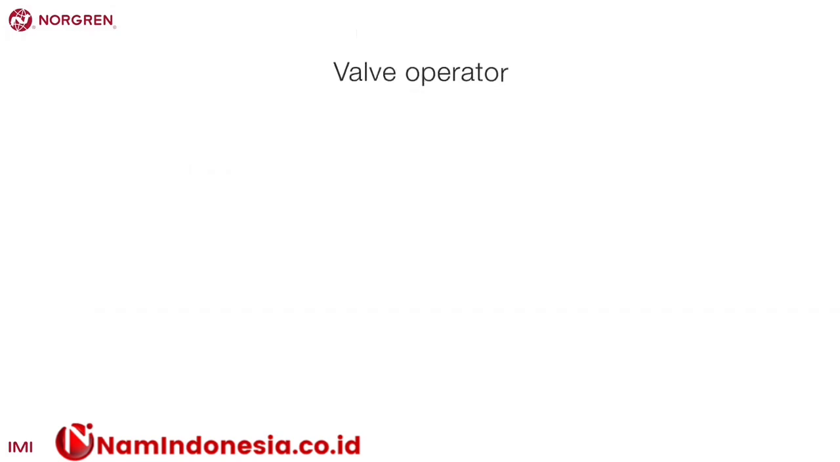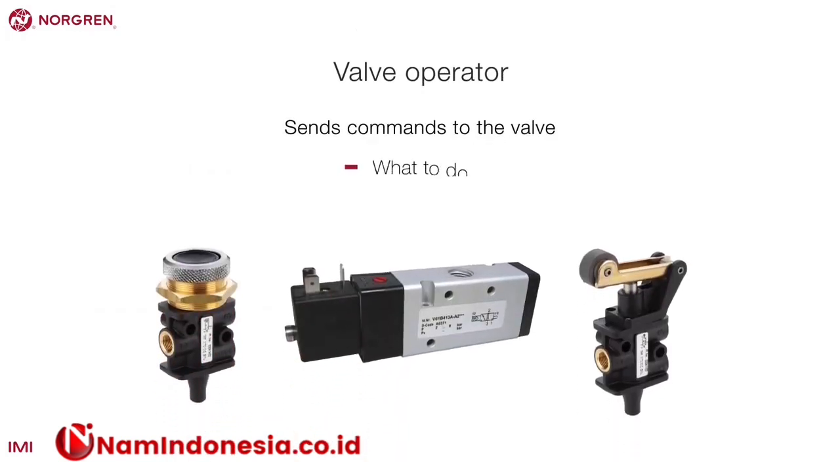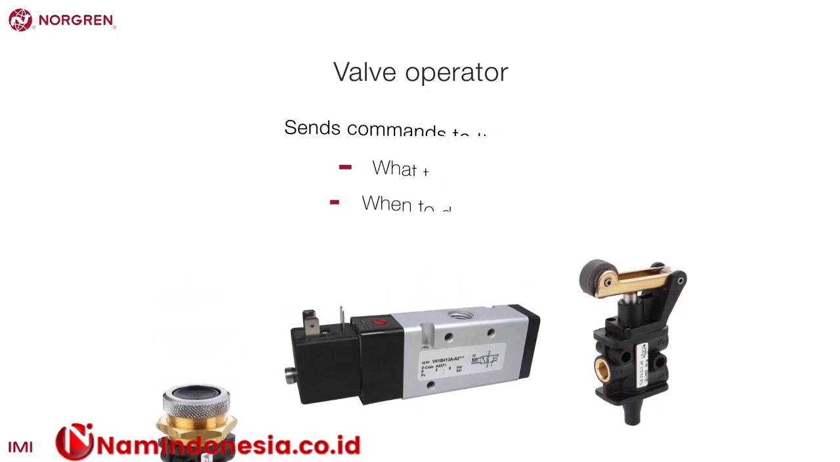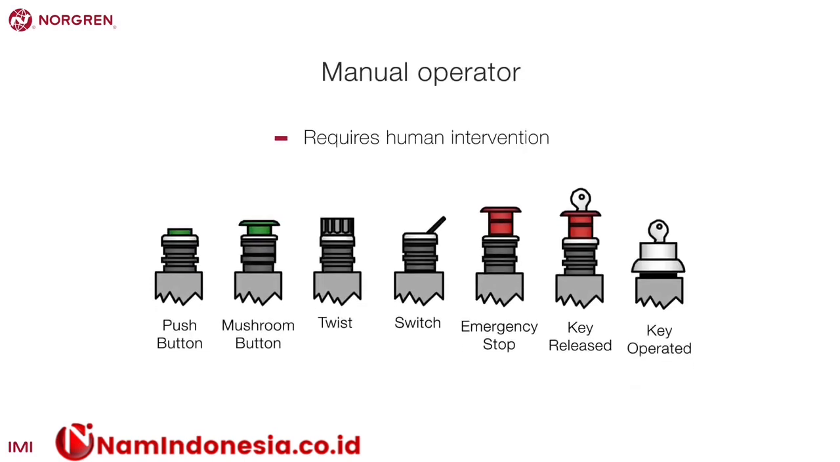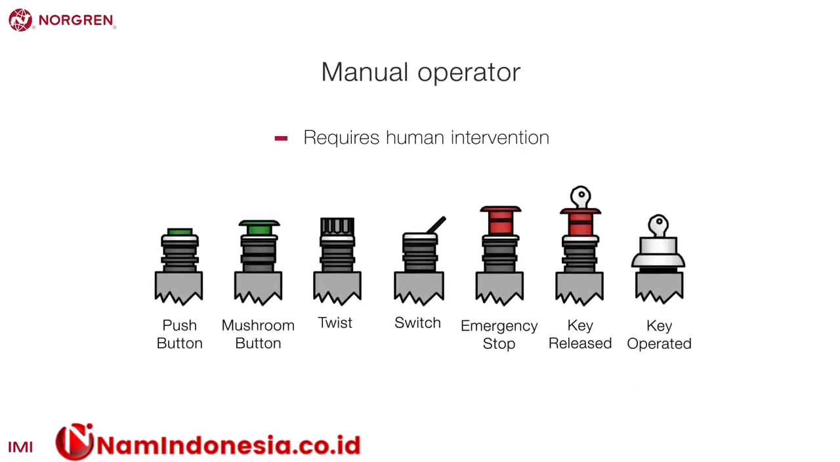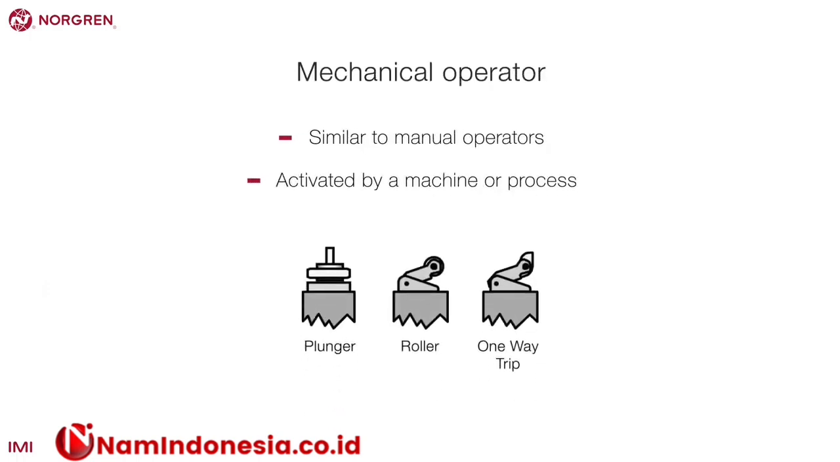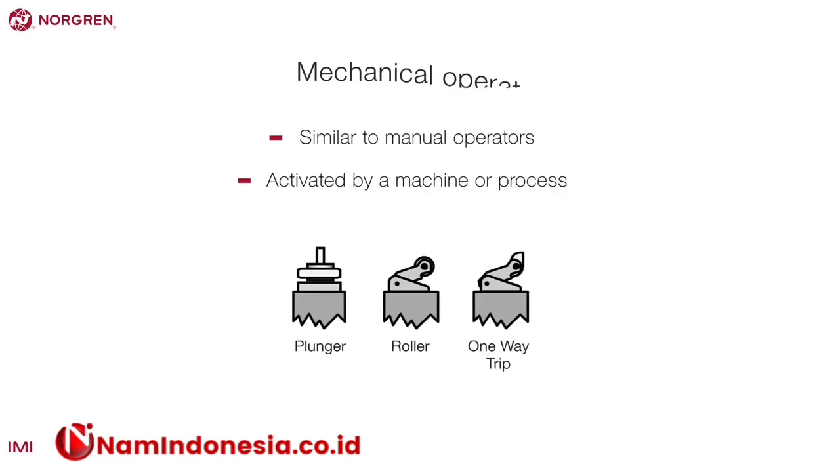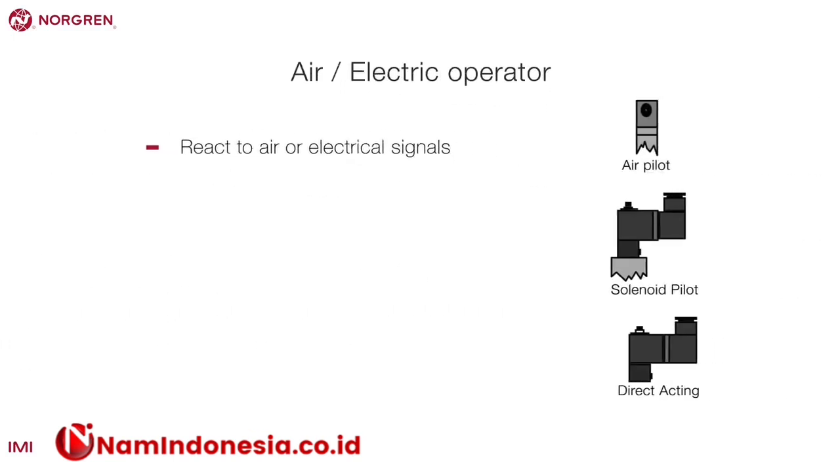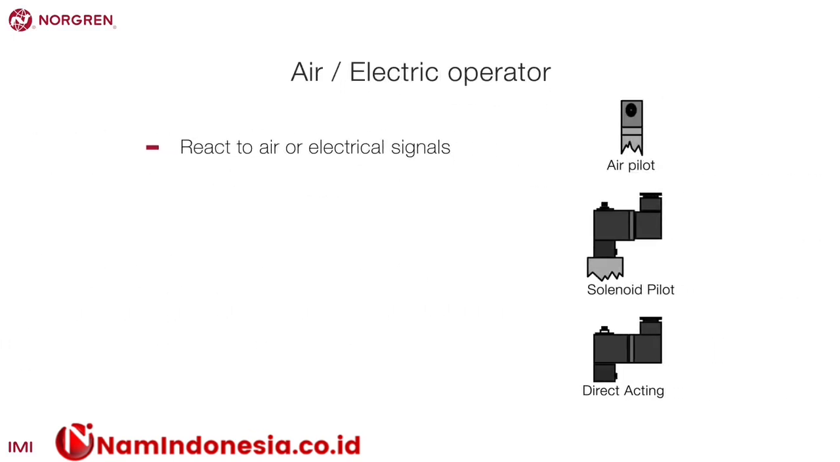A valve operator is the device that sends commands to the valve. It tells a valve what to do and when to do it. They fall into three categories. Manual operators that require human intervention. Mechanical operators that are similar to manual operators but are activated by a machine or process. And finally, signaled operators that react to air or electrical signals.